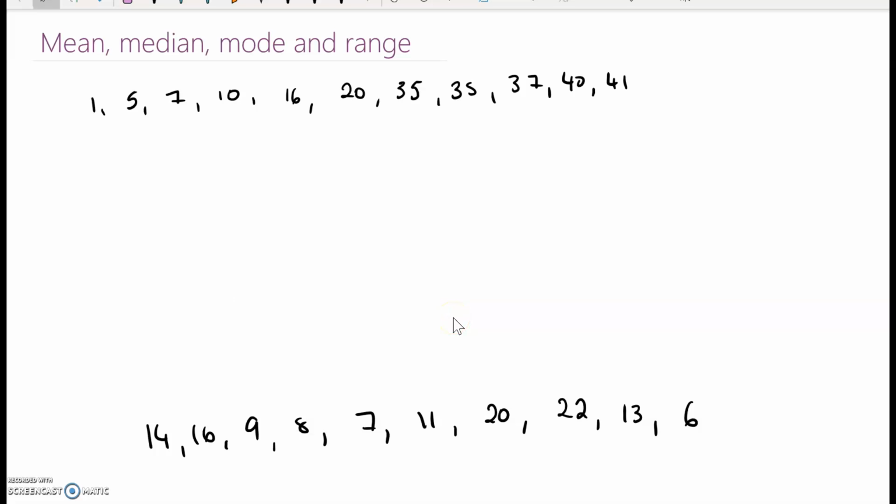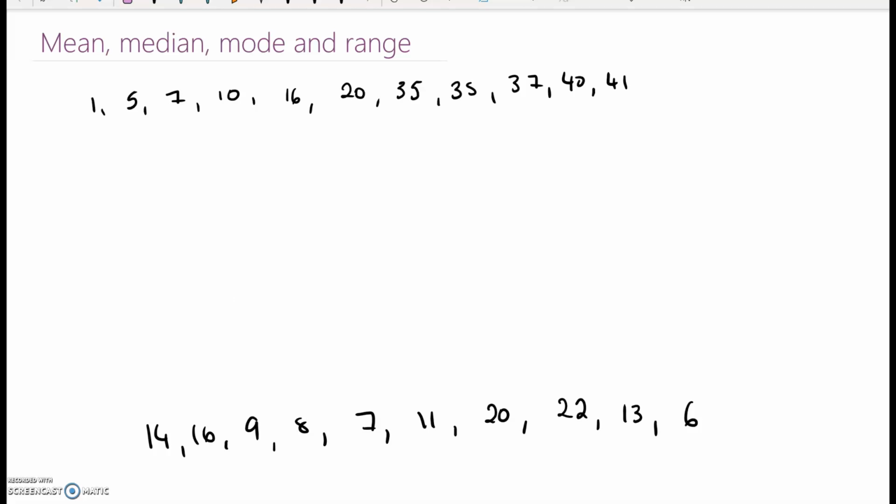Okay, so what we're going to look at today is calculating mean, median, mode, and range. So we all know that the mean of some numbers refers to the average, and we find the average by adding together all of the values and then dividing it by how many there are. The median refers to the middle number.